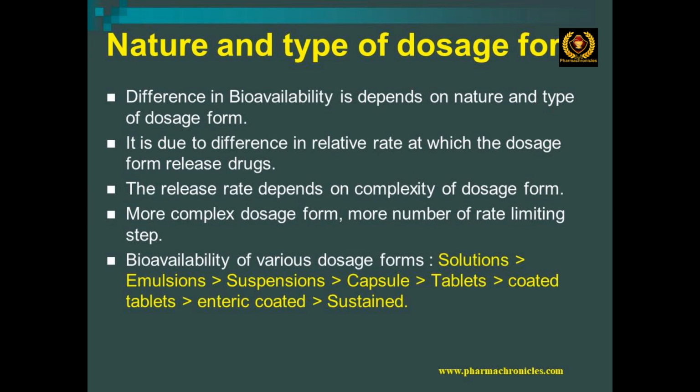Nature and type of dosage form. Difference in bioavailability depends on the nature and type of dosage form. It is due to differences in the relative rate at which the dosage form releases the drug. The release rate depends on the complexity of the dosage form. The more complex the dosage form, the more rate-limiting steps.